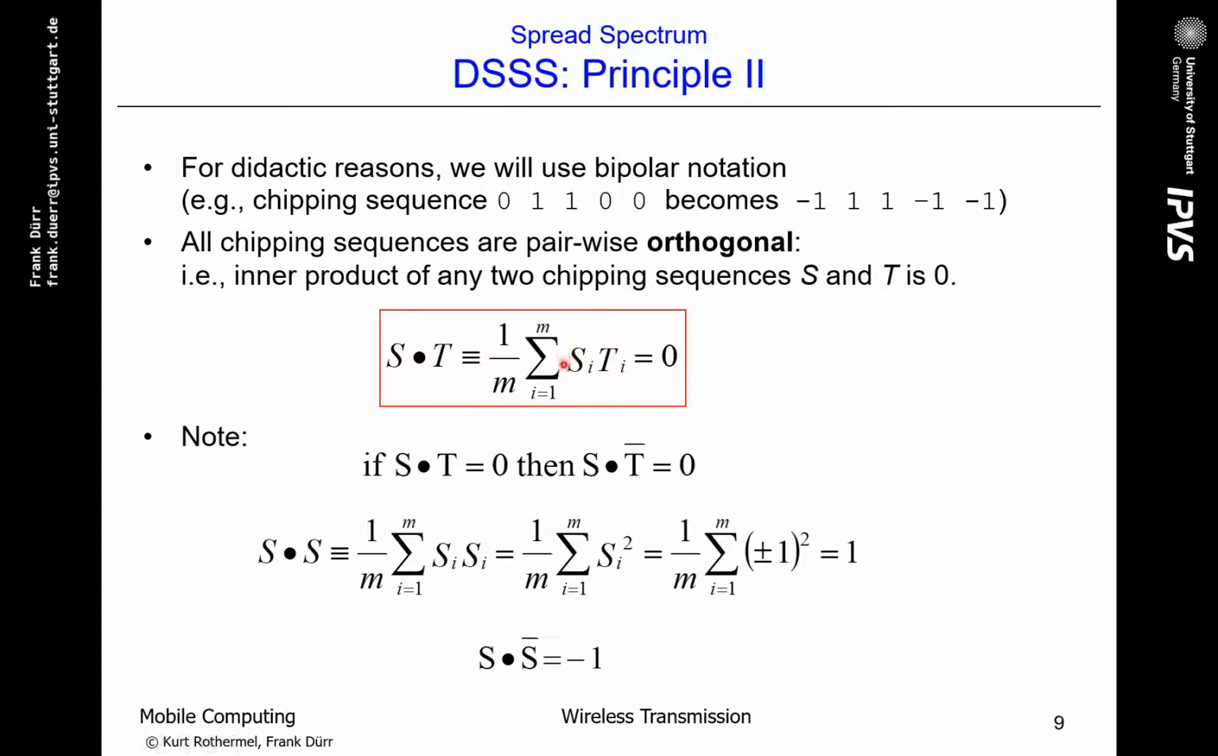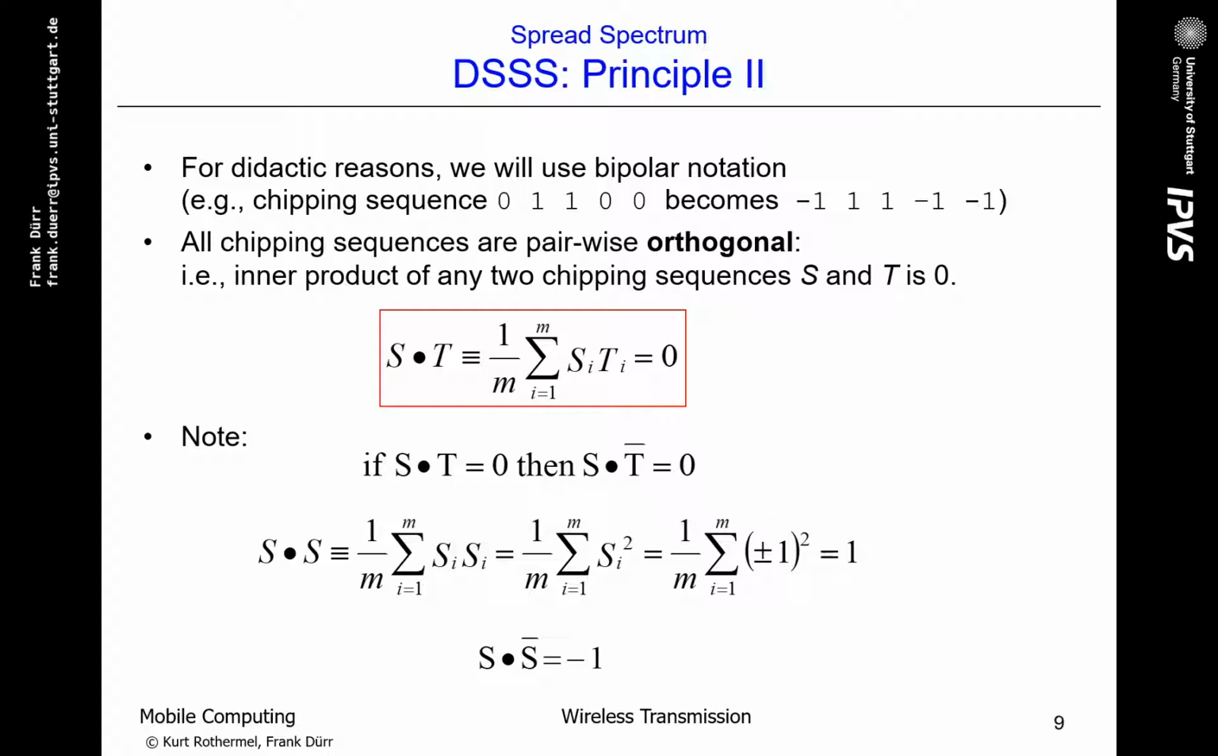So we first of all take the first chip of the chipping sequence S and the first chip of the chipping sequence T and multiply it. Take the product of these first chips. Then we add to this the product of the second chips of S and T. That means we take the second chip of S, the second chip of T, multiply it and add it to the sum. Then we do the same for the third chips of S and T, add it to the sum. Then we take the product of the fourth chips of S and T and add it to the sum. And so on, until we have summed up all the products of the chips. And then we divide it by m, by the number of chips in the chipping sequence. And that's the definition of the inner product.